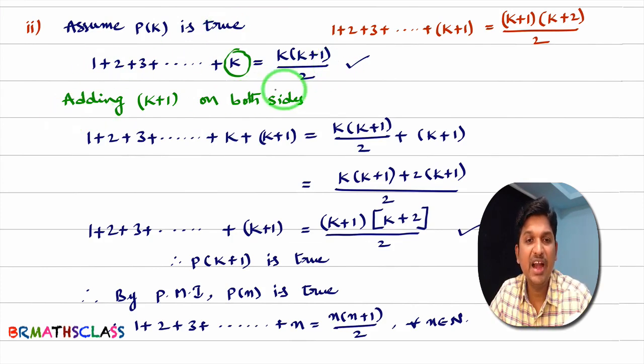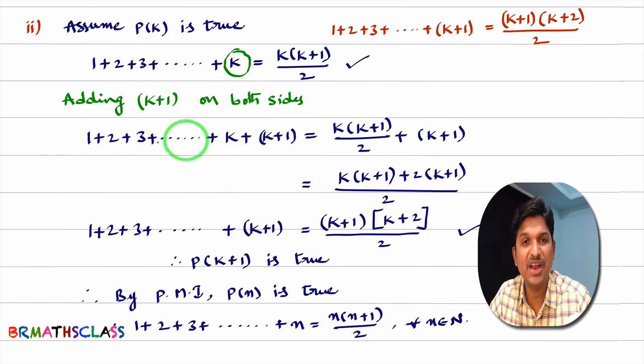And then we'll add a particular term on both sides. This is the key step. How to get this key step? In this P of k, at this kth term, wherever k is there you write k plus 1. What term you will get, you add that term on both sides. After doing this step, what happens?